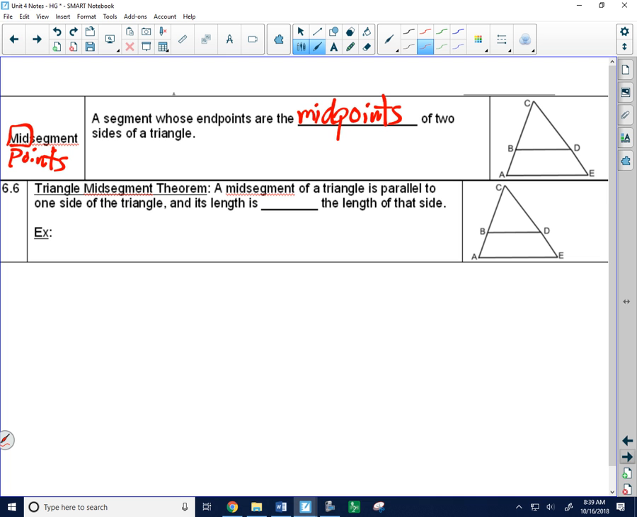So for example, take AC. If I know B is a midpoint and D is a midpoint, so I'll put B and D midpoints. Suppose we knew that. If B and D are midpoints of those sides, of AC and EC, then BD would be a mid-segment.